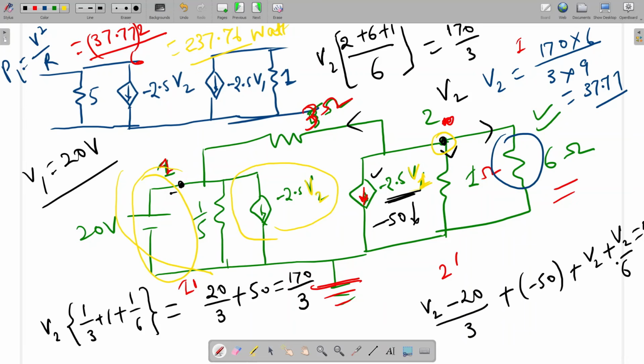I think 3-4 minutes are remaining. Any other doubts you can ask? Otherwise, if you take any question, it will take more minutes. So next session we can do.